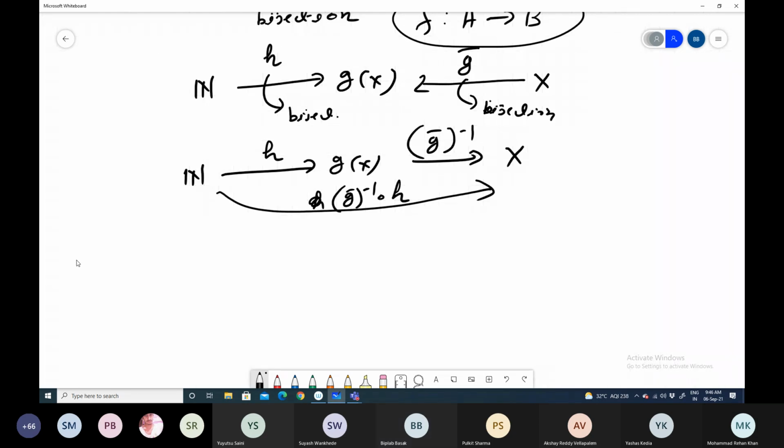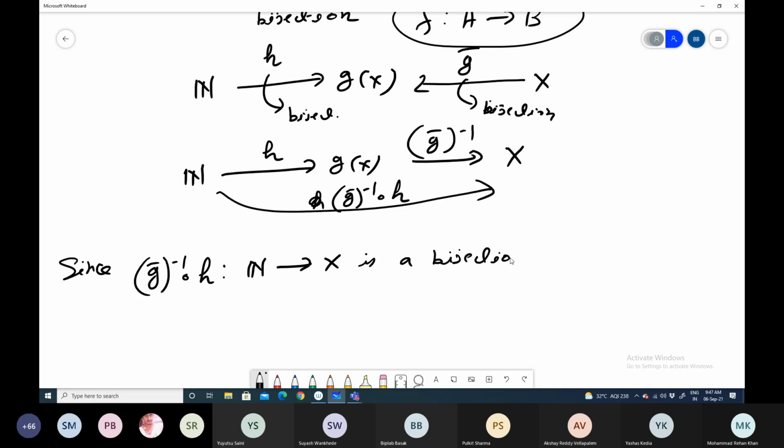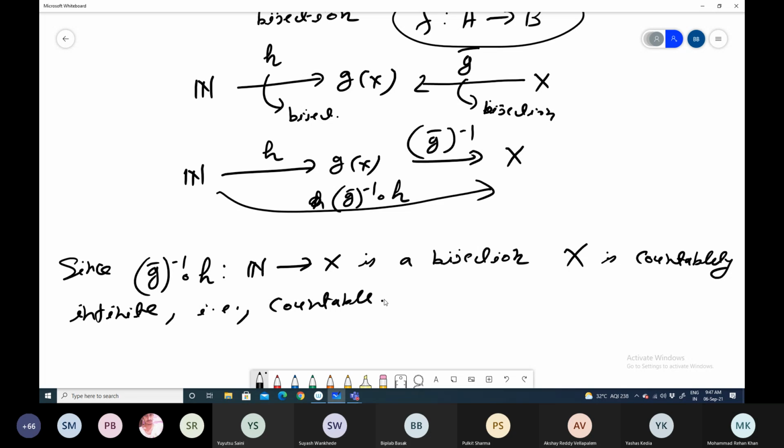Okay. Now since this composition of h and n to X is a bijection, X is countably infinite. So that is countable. So we are done.